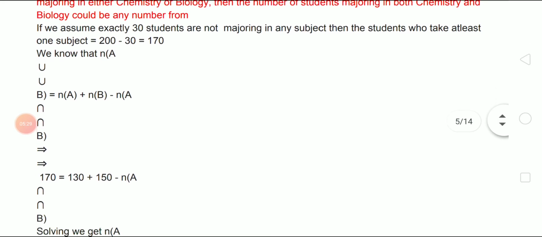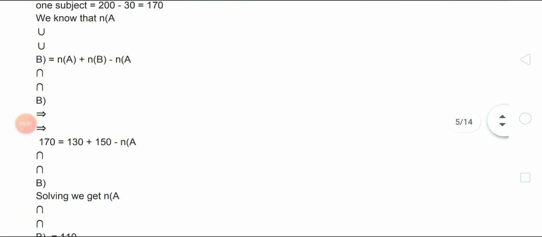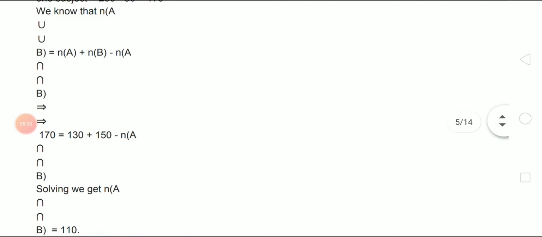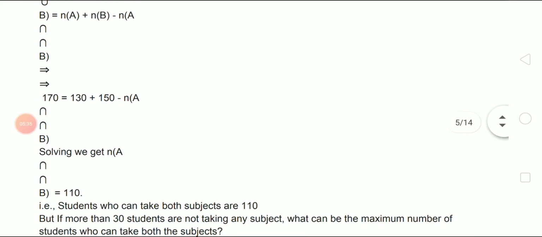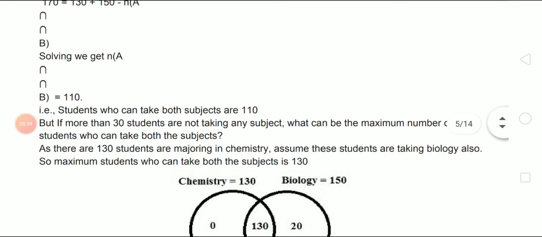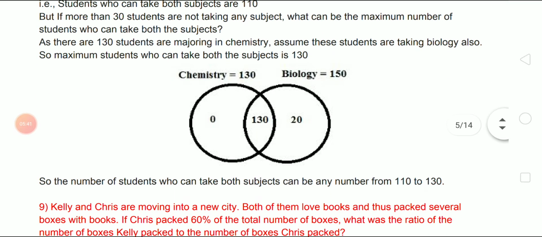You should follow the same formula here. 170 equal to 130 plus 150 minus n of a union b. It's nothing but 280 minus 170 equal to 110. Okay, here we can write the answer here.